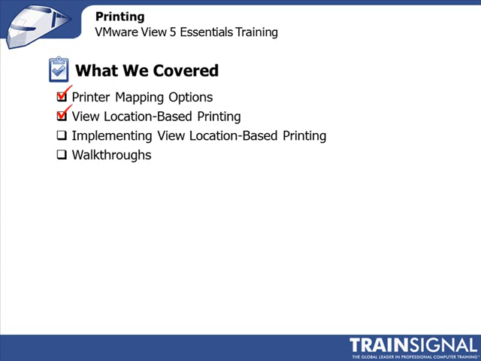We then talked in depth a little bit more about how to set up View location-based printing, including the registration of a DLL that enables the functionality and what to do with the GPO once it is enabled. I then showed you all the steps for implementing it. And finally, we did some walkthroughs to show you what the pass-through of printers from the client device looks like, and how to set up location-based printing.